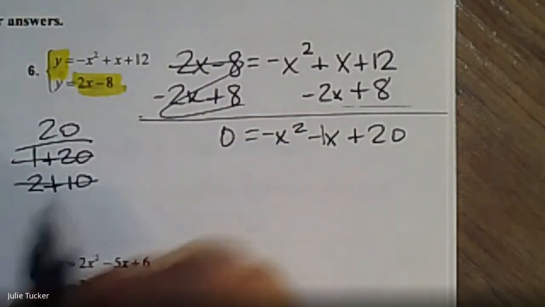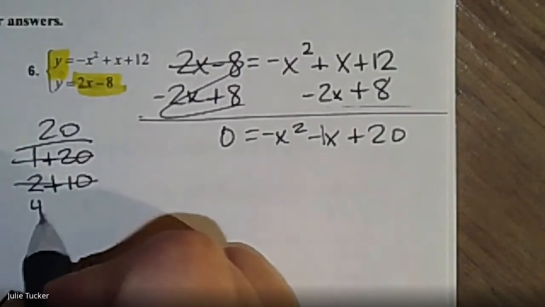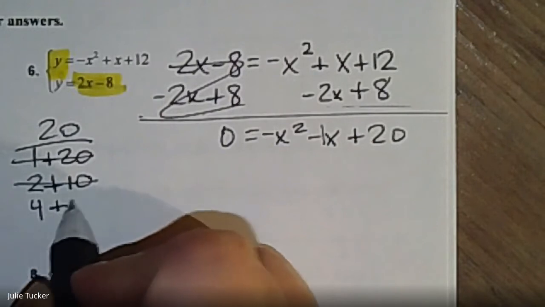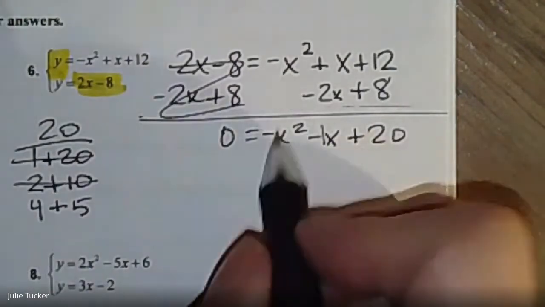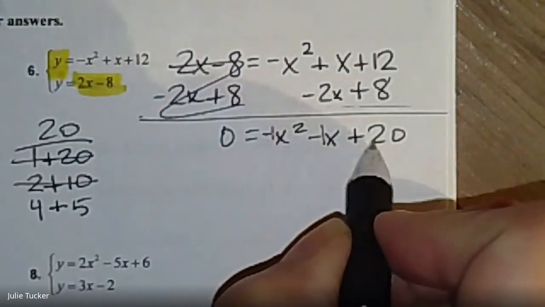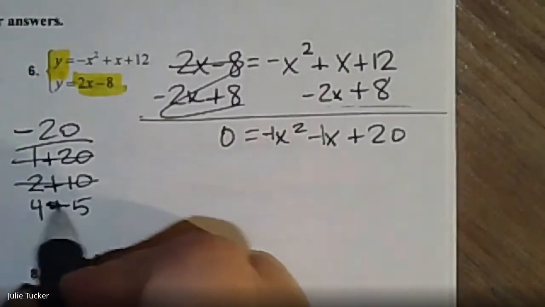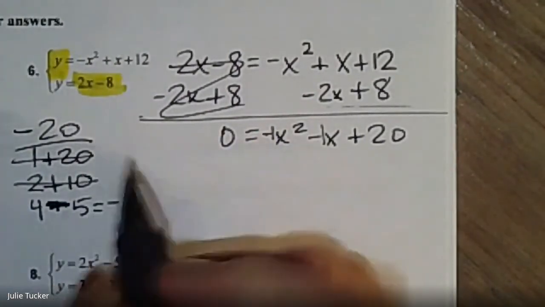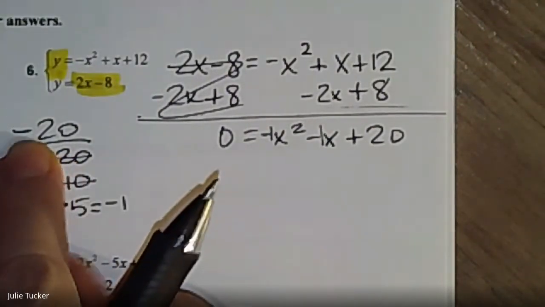So then I could try 4. 4 times 5 is 20, and 4 plus 5 is 9. That's really what it is. Oh my goodness, I just realized I messed up. This is a negative 1 times 20, so this should have been negative 20 right here. Oops. Okay, so this should be minusing. Do you know what I'm saying? I was doing it wrong because this was supposed to be negative 20.